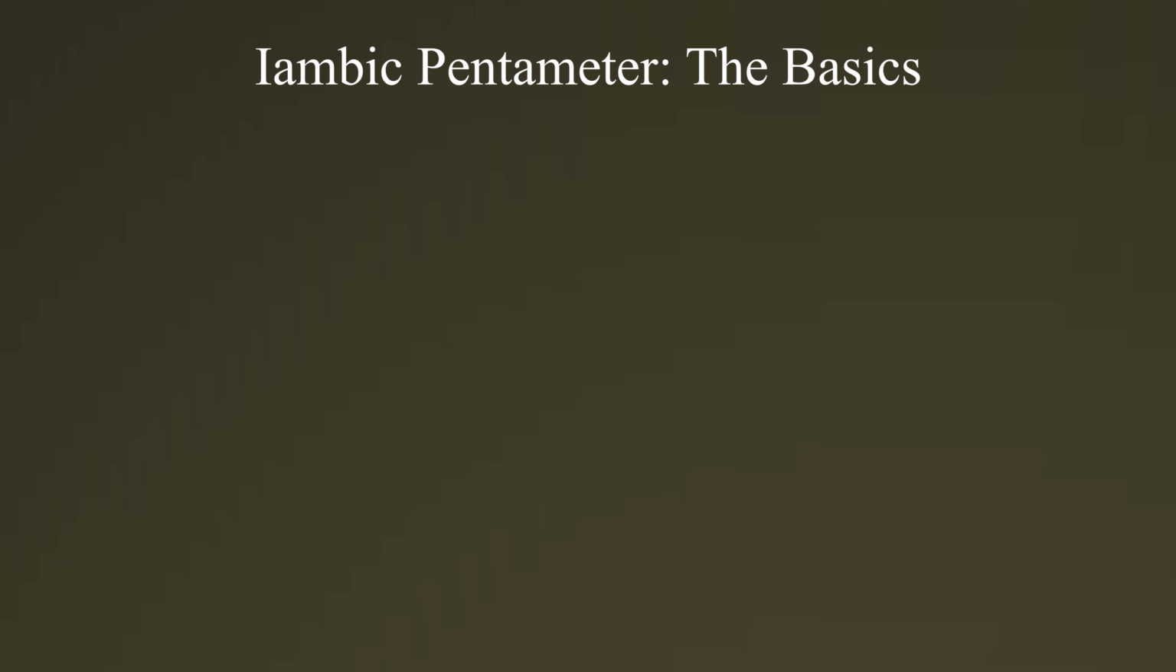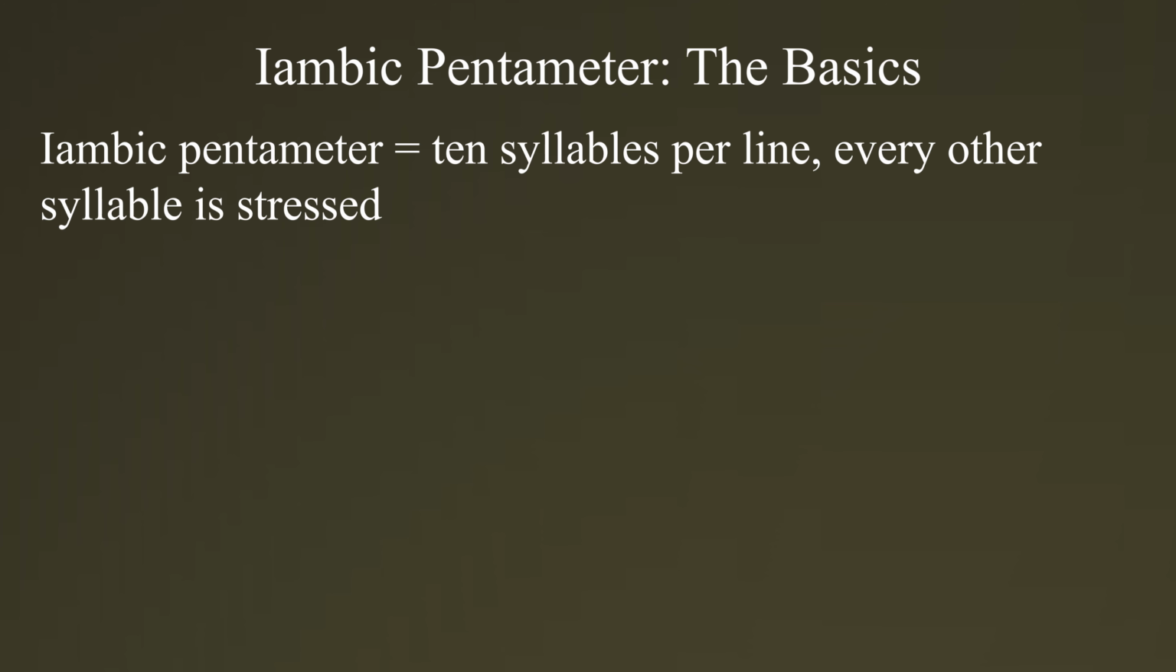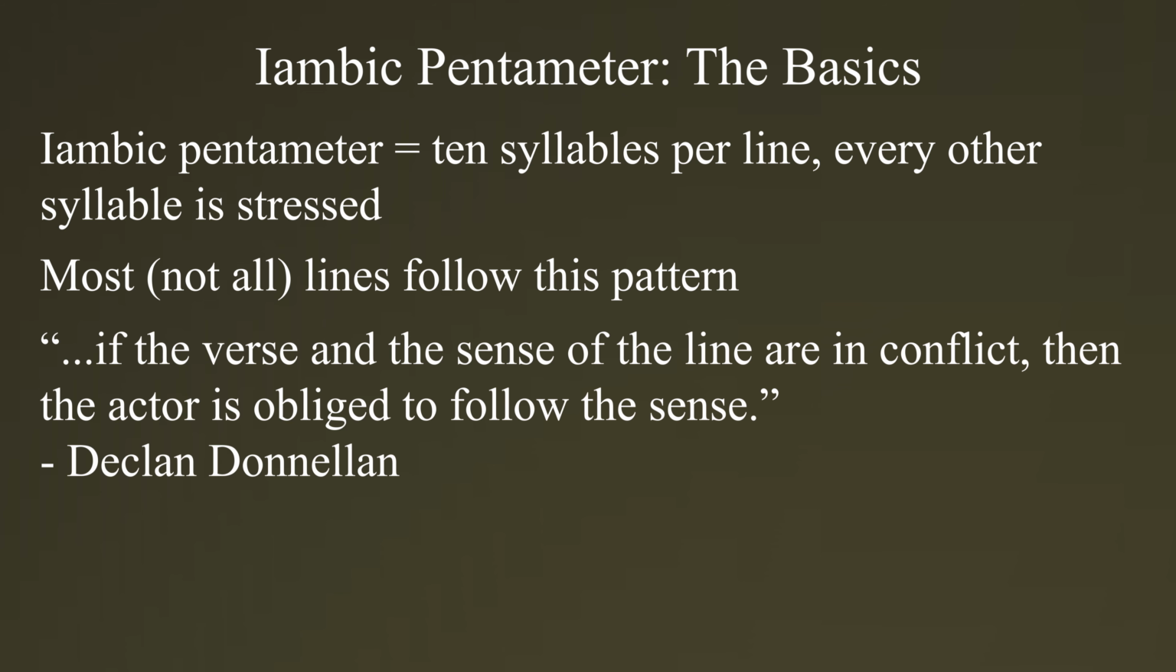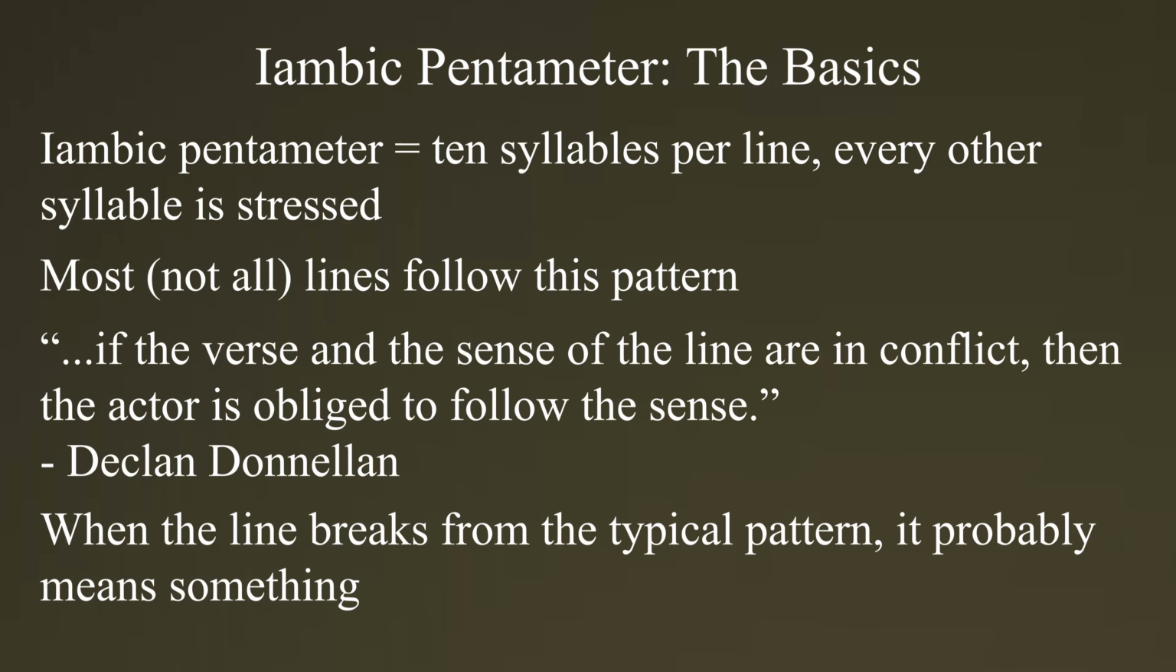To recap, iambic pentameter is a poetic form in which each line has 10 syllables, and every other syllable is stressed. Most, but not all, of Shakespeare's lines follow this pattern. If the verse and the sense of the line are in conflict, then the actor is obliged to follow the sense. When a line breaks from the typical pattern, such as when crucial words are in normally unstressed positions, or there are extra syllables in a line, it probably means something.